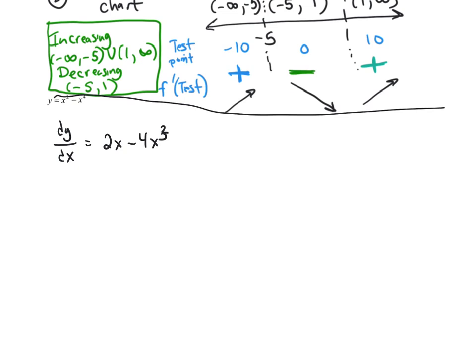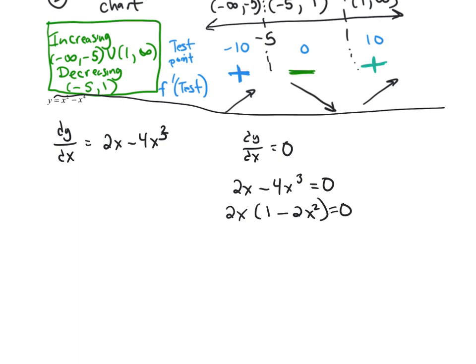So the tricky thing about this one now is we want to figure out what the critical values are. We want to know where the derivative equals 0. Using a little different notation here just because we had the function in y and not f of x. So we're trying to figure out when 2x minus 4x cubed equals 0. The easiest way, I think, is to take a 2x out, so I'm left with 2x times (1 minus 2x squared).